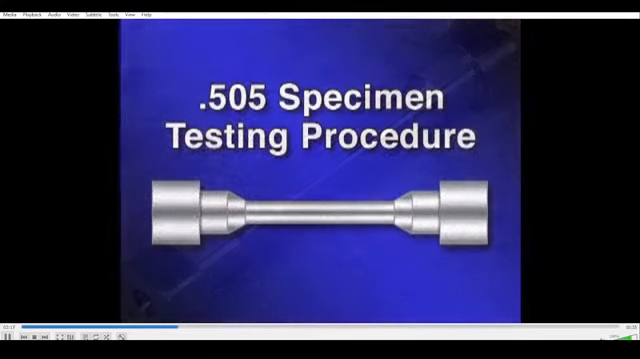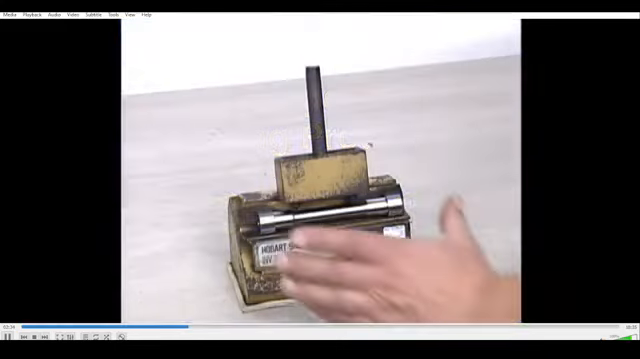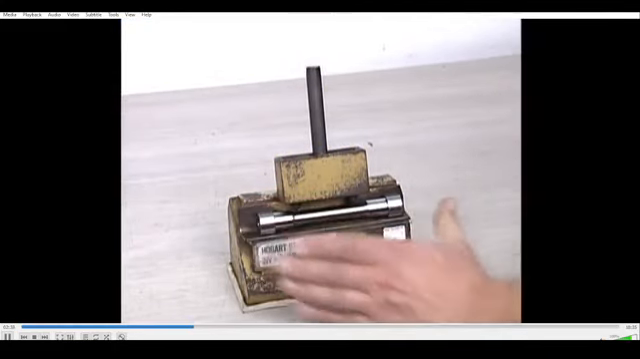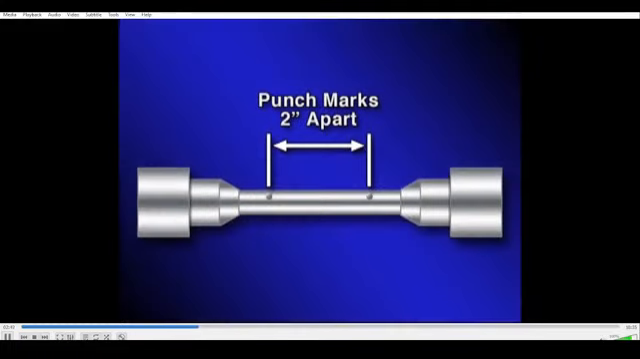When evaluating all weld or all base metal specimens, it is essential that the applicable specification be reviewed to determine exact testing procedures. For the next few moments, we'll step through the procedures used to test a 505 (0.505 inch) specimen. The 505 specimen is marked with a center punch at 2 points 2 inches apart. This is known as gauge length. The original gauge length of 2 inches is recorded for use later in calculating ductility.